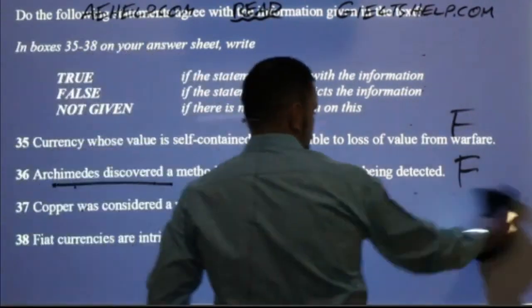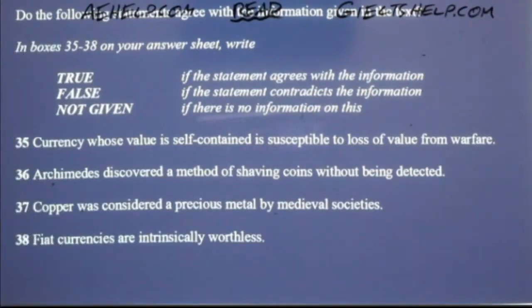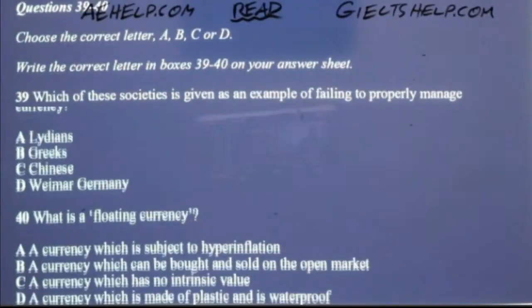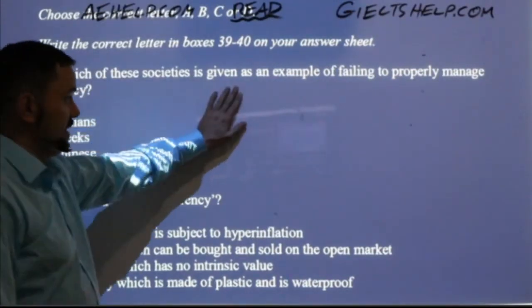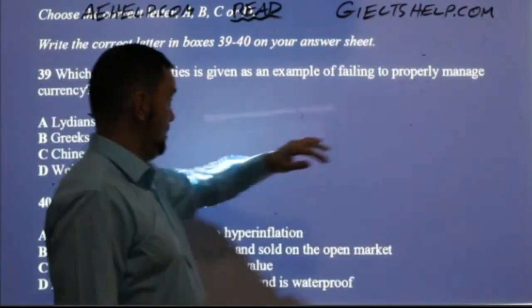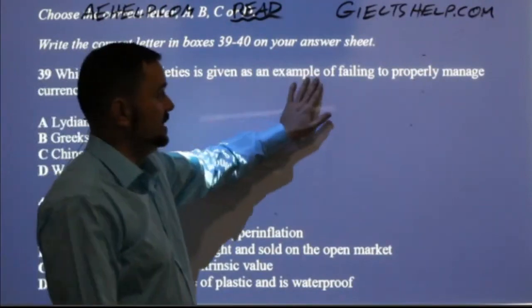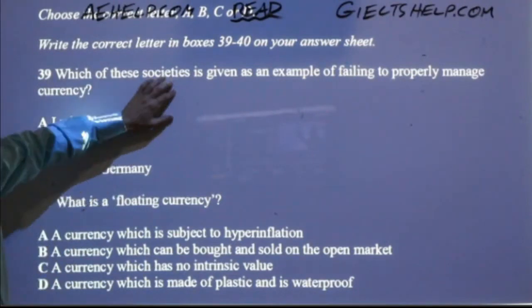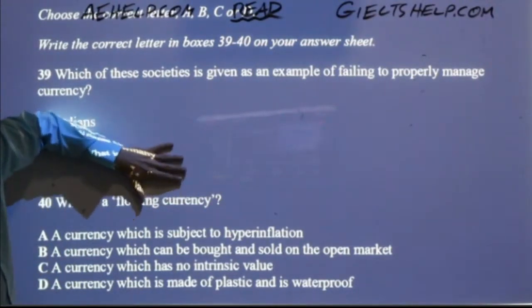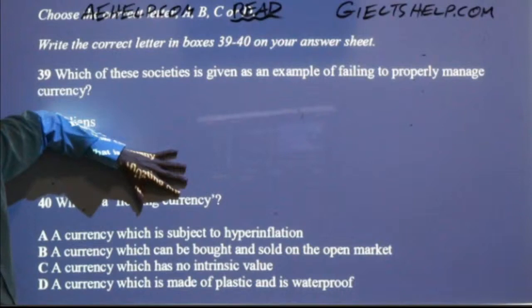All right. So we're almost there. Just a little bit more. Let's do this. 39. Which of these societies is given as an example of failing to properly manage their currency? The example that's given of a society which does not manage their currency is, without looking, let me try to cover that up. Okay, can anybody answer that question without looking at the choices? Trying to cast a shadow over the answers.